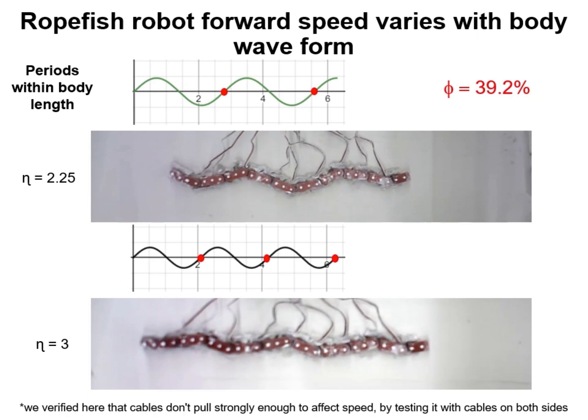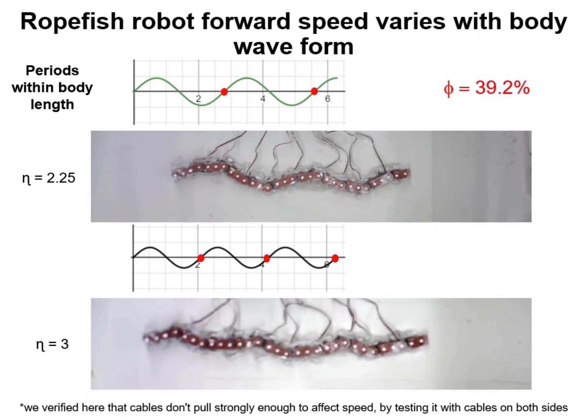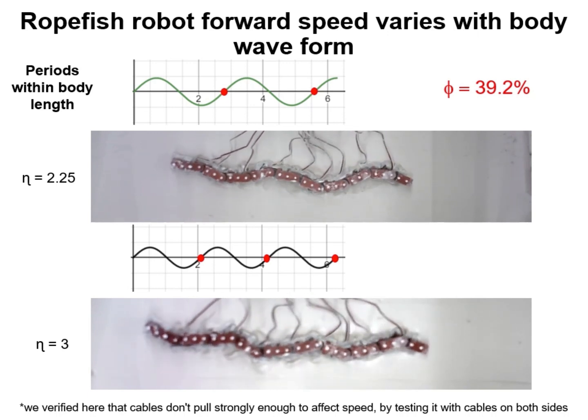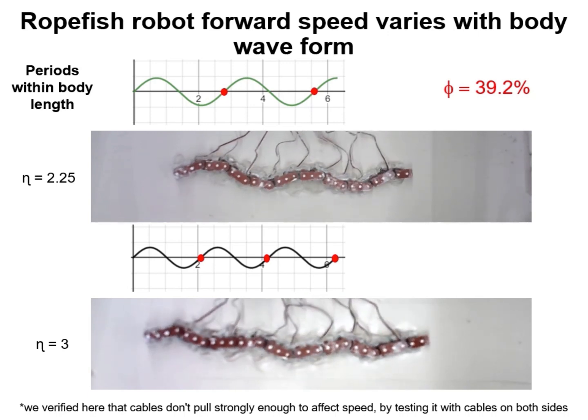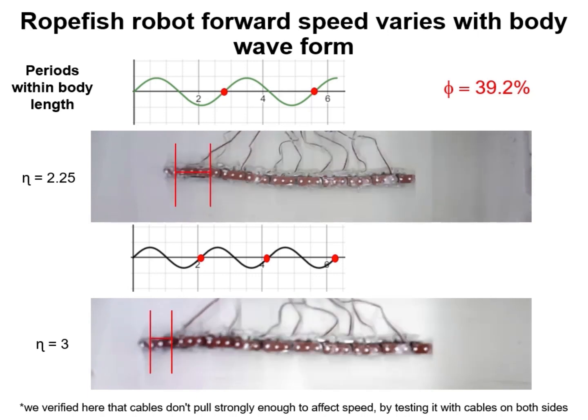For the ropefish, we varied the shape of the wave that was propagated through the body by changing the wave number. And we found that a body wave with a wave number of 2.25 had better forward performance than a body wave with a wave number of 3. And this just showed that waveform matters. As we collect data on the ropefish, we'll vary wave parameters around the observed animal waveforms to study whether it may adapt to different mud strengths.